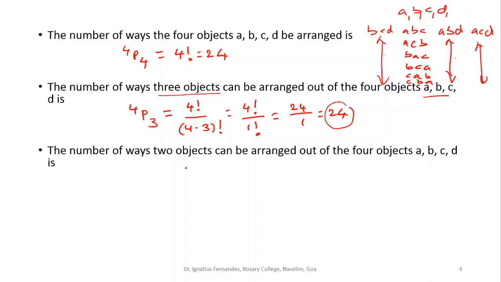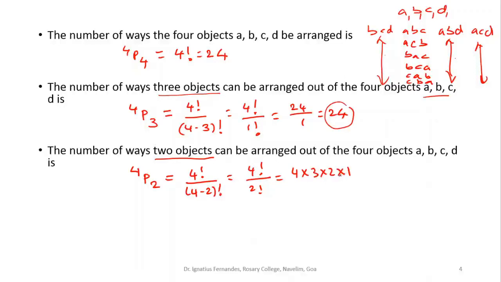In case I am arranging only 2 objects, the number of ways 2 objects can be arranged out of the 4 objects A, B, C, D, so there are a total of 4 objects and we are arranging only 2, it will be 4P2. By definition, it will be 4 factorial upon (4 minus 2) factorial, which is 4 factorial upon 2 factorial. 4 factorial is 4 into 3 into 2 into 1, and 2 factorial is 2 into 1. This 2 and 1 will cancel. I'll get 4 into 3, which is 12.